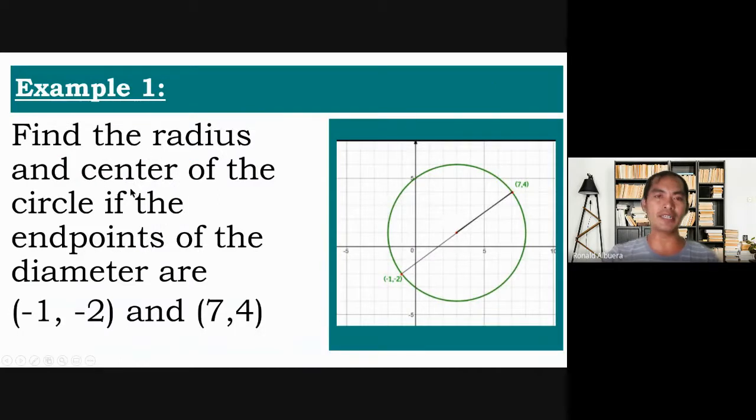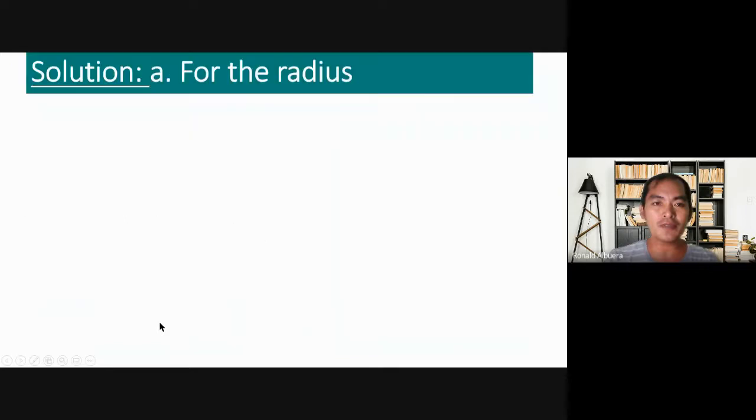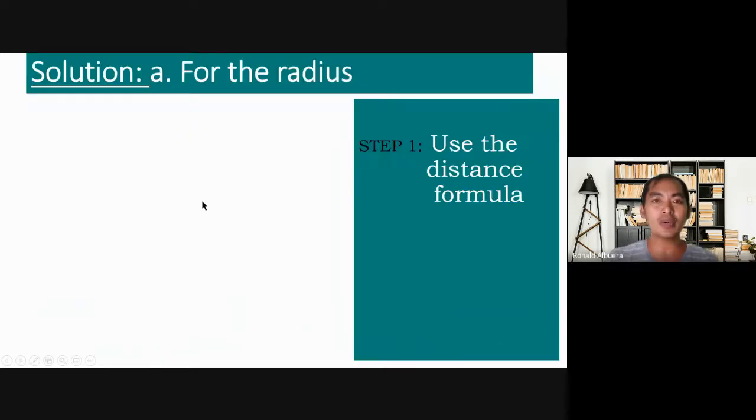Example number 1. Find the radius and center of the circle if the endpoints of the diameter are -1, -2, and 7, 4. These two coordinates are the points or endpoints of the diameter of the circle. Now, to get for the center, it's better to use the midpoint formula. Tingnan natin kung talagang midpoint formula ang ginamit.